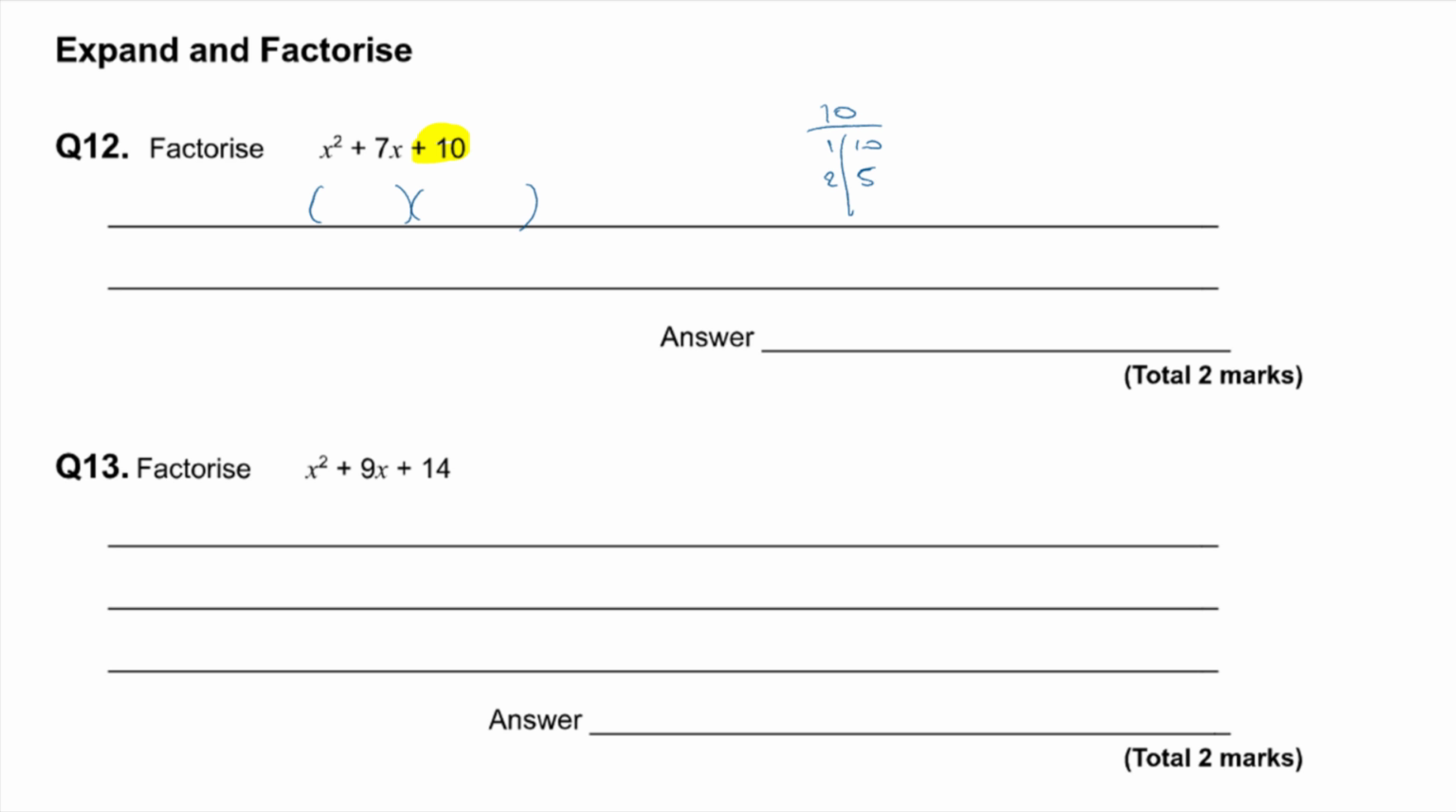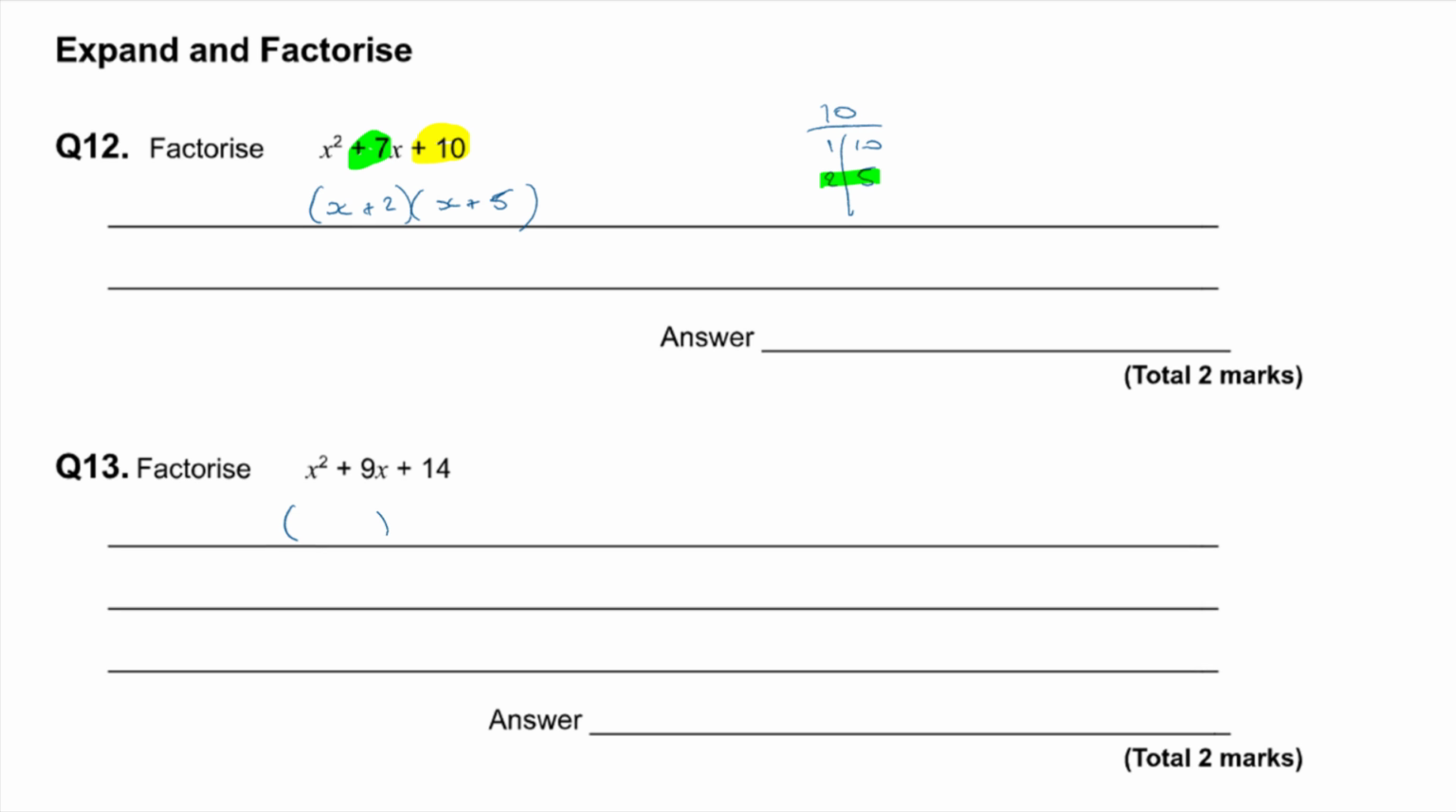Once I've got the factor pairs, I then think about which factor pair is going to deliver me that 7 in the middle. It's this pair here, the 2 and the 5. 2 plus 5 is 7, so that must be the pair I need. So I'm going to get (x plus 2)(x plus 5). Does it matter which way around they go? No, it doesn't.